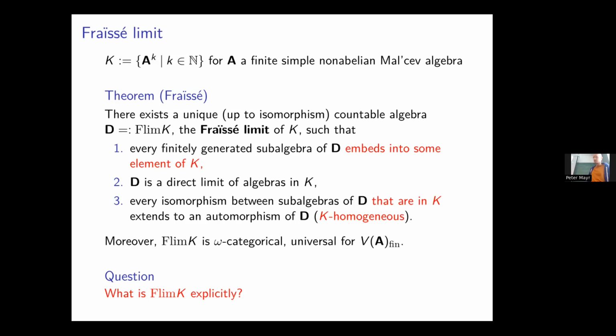And as a bonus, you see that the Fraïssé limit is omega categorical, and it's universal for the finite elements in the variety generated by A, meaning every such finite member of that variety embeds into that Fraïssé limit. So that's all. This is all assuming that you have one of these simple... Is that the guiding assumption for the page? Yes, right? Yeah. So all of what I said here just works for K being the class of finite direct powers of a finite simple non-abelian Maltsev algebra.